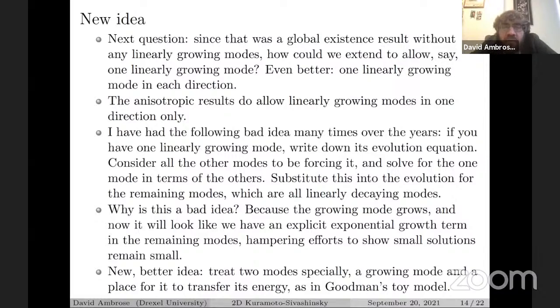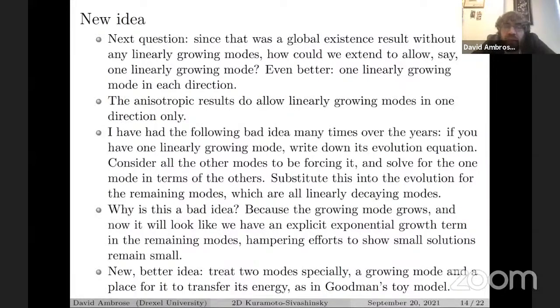But in the intervening time, over the years, I've had the same bad idea many times. I'm going to describe the bad idea to you, because we hadn't actually proved what happens when you have all decaying modes until quite recently. But still, I've had in mind that if you have one linearly growing mode, you write down its evolution equation, you consider all the other modes to be forcing it, and you solve for one mode in terms of the others. This is a little like a Lyapunov decomposition. You solve for part of the unknown in terms of the rest of the unknown. And then you try to treat the harder part of the problem. So I thought, let's solve the equation for the one linearly growing mode, and then all the remaining modes will be decaying. And that should be an easier problem.